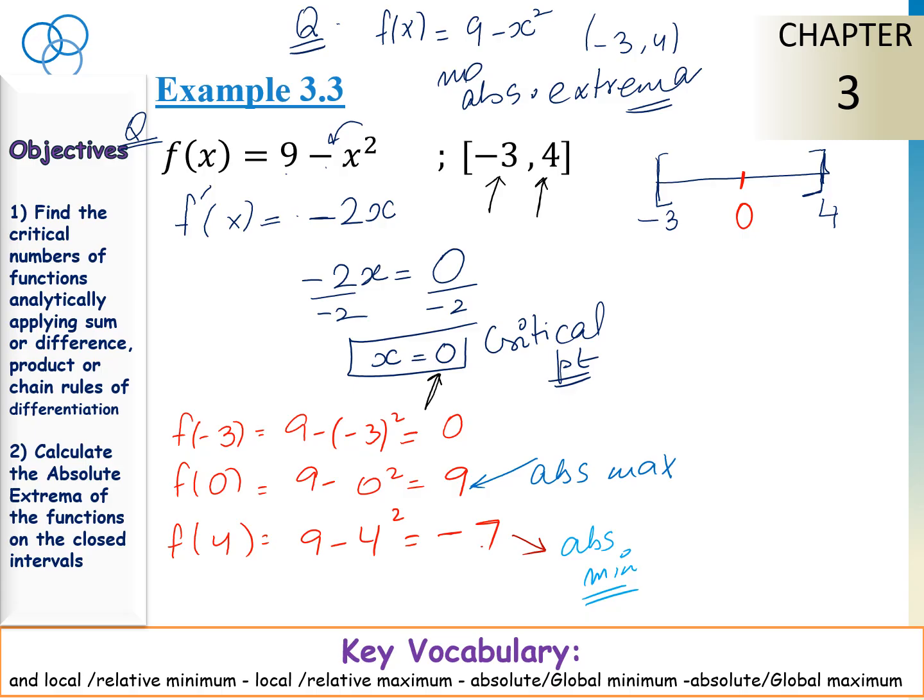Now a question arises in the mind: what if this critical point, rather than 0, is outside this closed interval? Let's suppose it's x equals 5. Then in that case, while finding the absolute extrema, you will not include this point, because it is outside the closed interval, and your task is to find the absolute extrema within the given interval.